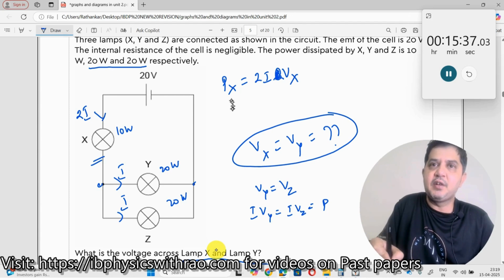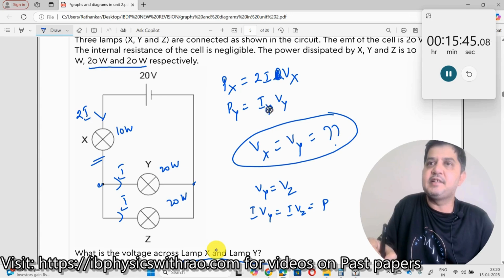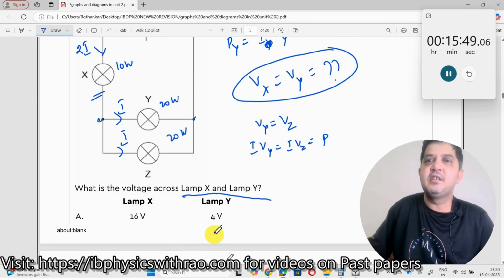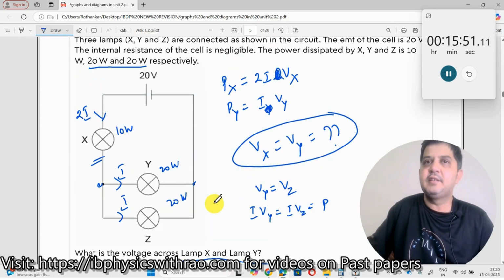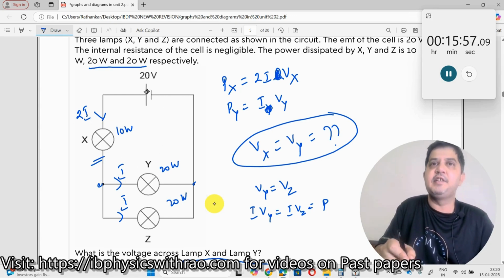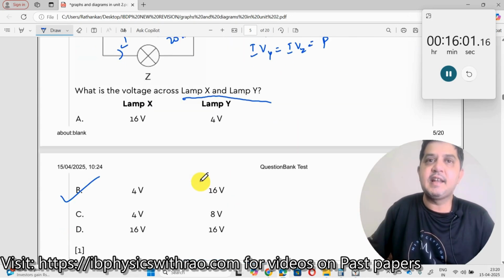And for this, you can write Py is equal to Iy into Vy. Now you can divide one by the other, right? This Iy is I, so you can divide one by the other and get Vx by Vy. And what has been asked? Vx and Vy. Then you can find the next step. I'm not going to reveal it. You can use Vx plus Vy is equal to 20 and get the values of Vx and Vy. The correct answer is 4 volt and 16 volt.